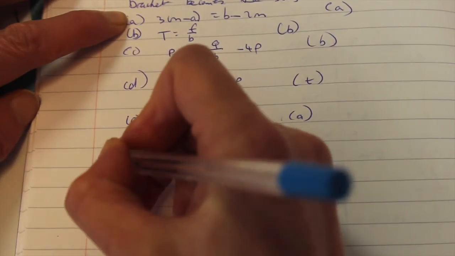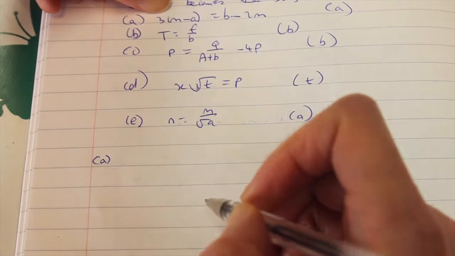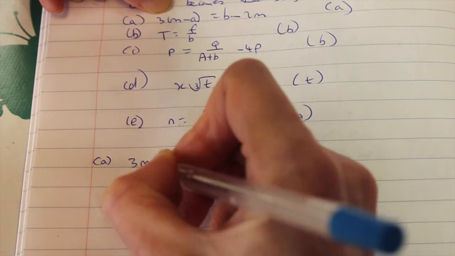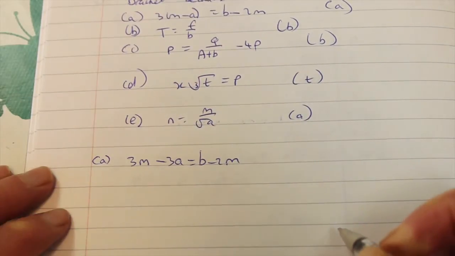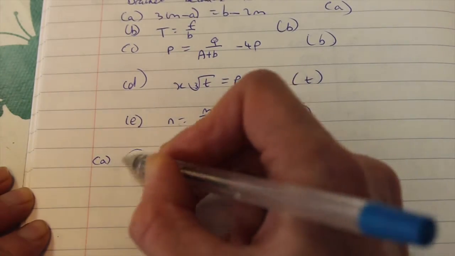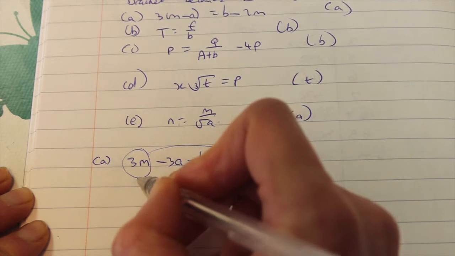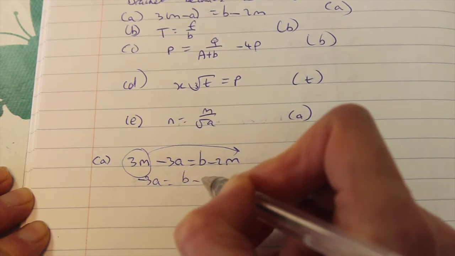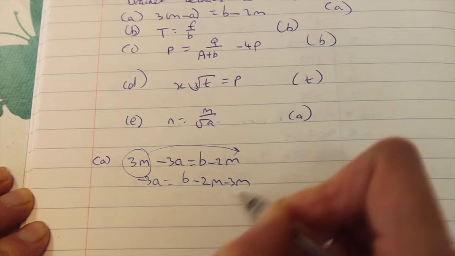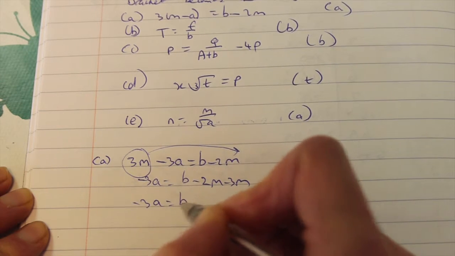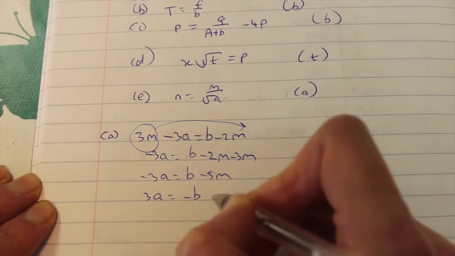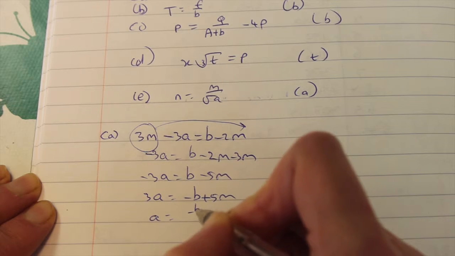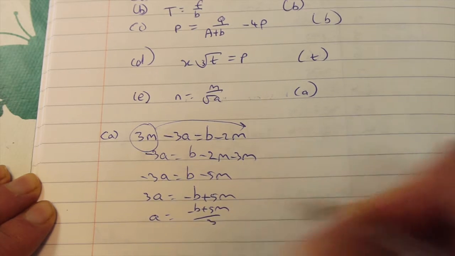So if I write it out down beneath here, I'll just expand those brackets at the same time. So it's 3m minus 3a equals b minus 2m. You want the a to be on its own, so I would bring this positive 3m over here and it becomes a negative 3m. I would tidy up those m's. Minus 3a equals b minus 5m. Change all signs, because you've got a negative letter there that you don't want, and divide by 3. So it's just like solving equations.